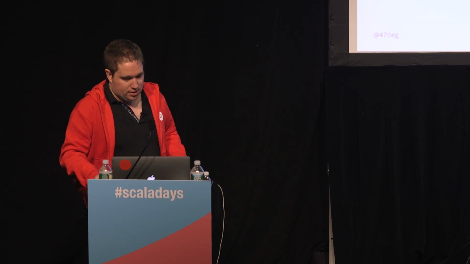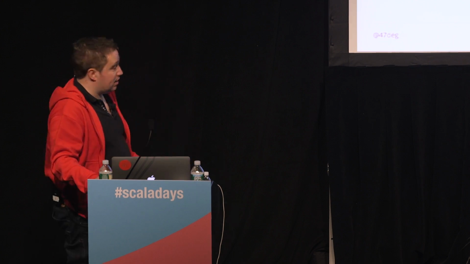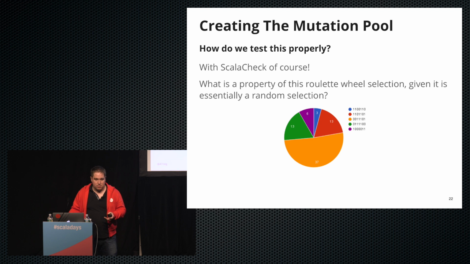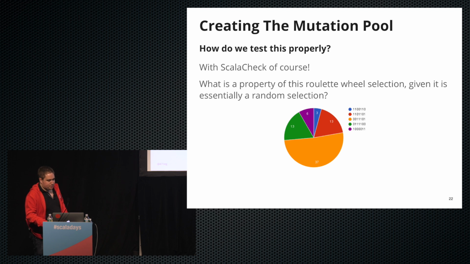And of course, the correct answer for testing anything in Scala is to use ScalaCheck. So one thing we need to do is think about a property of this roulette wheel that will hold regardless of what data is there. ScalaCheck itself is inherently random, and what we're doing here is also random, so we need to harness the control somewhere. We need to find some property that will always hold whatever the things are in the mutation pool.